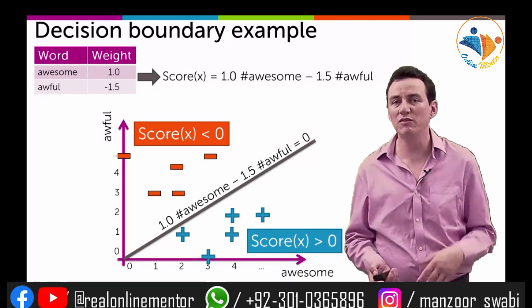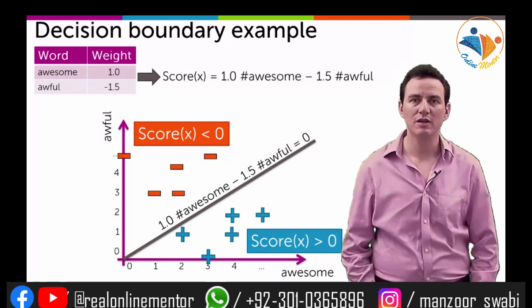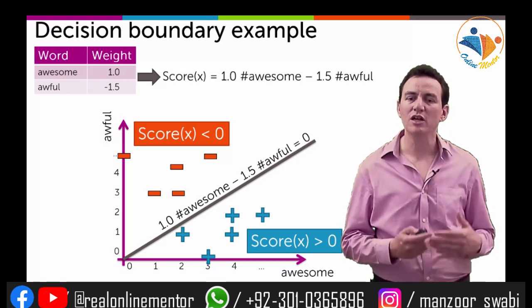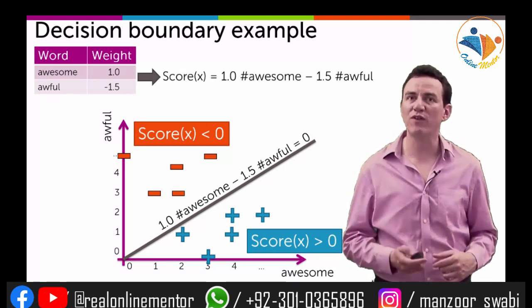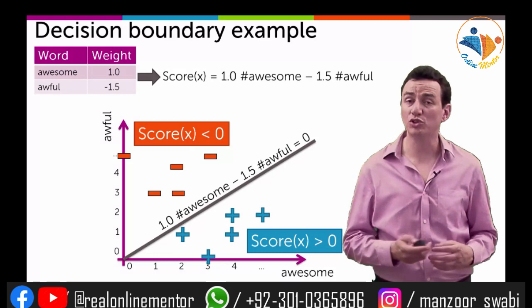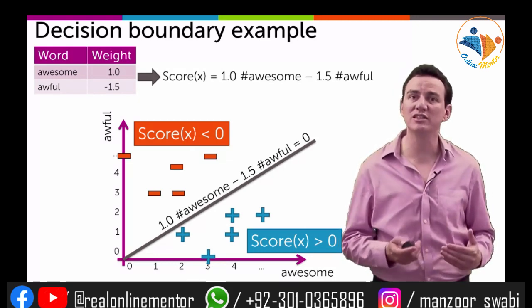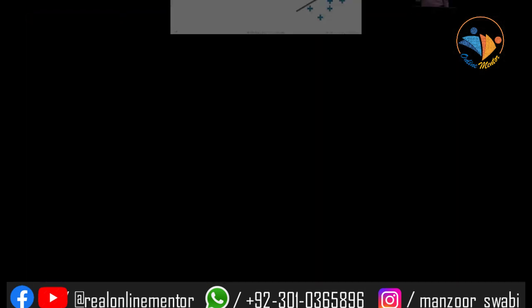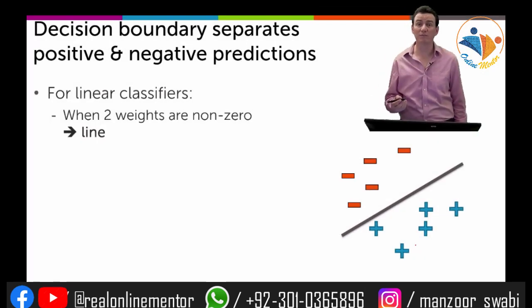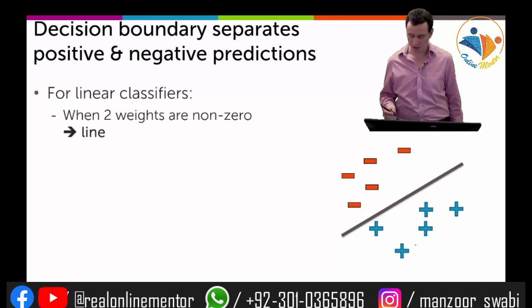Everything on one side we predict as positive, everything on the other we predict as negative. Now notice that that decision boundary, 1 times awesome minus 1.5 times awful equal to 0, is a line. And so that's why it's called a linear classifier. It's a linear decision boundary. So decision boundaries are what separate the positive predictions from the negative predictions. So in the case of just 2 features, we see this is just a line.